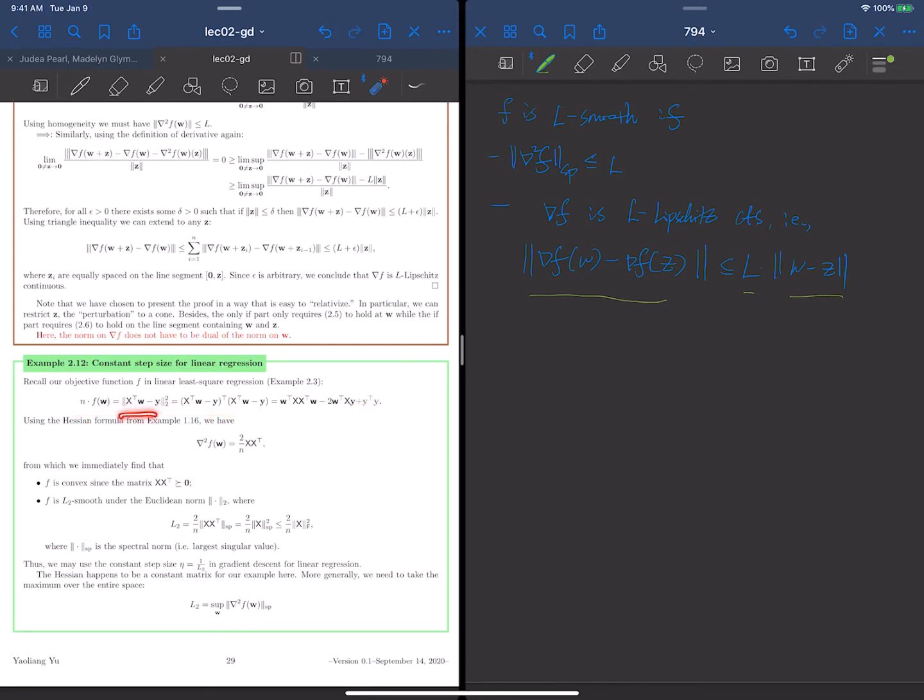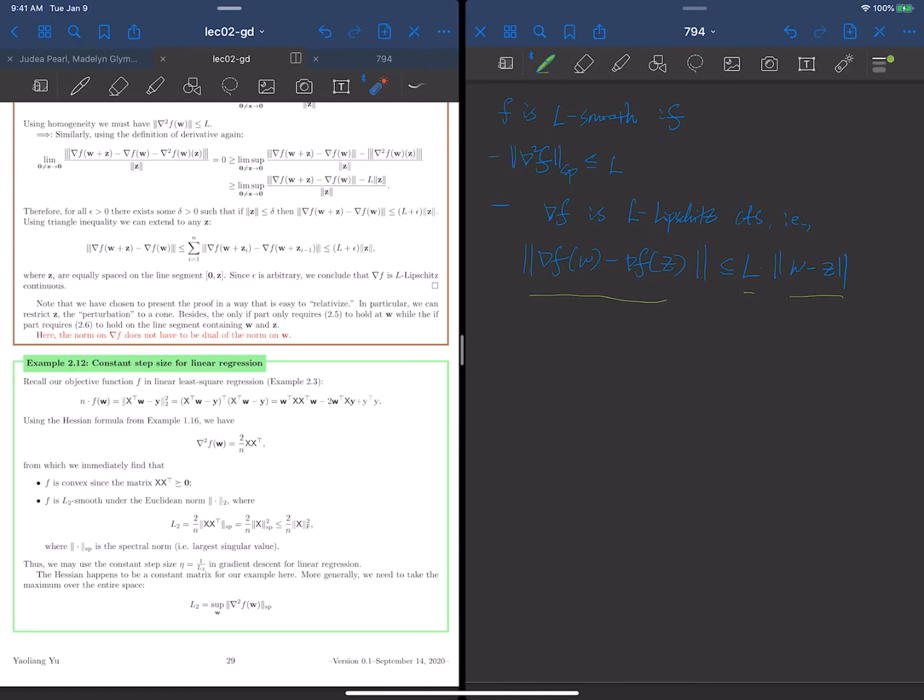So you can expand the L2 norm to get the quadratic function. And then you can use the Hessian formula from the previous lecture, and you can verify the Hessian is 2 over n times X X transpose. And from here, it is immediate that the function f is convex because the Hessian is positive semi-definite. And it's also clear that the function f is L smooth, with the constant L being the spectral norm of X X transpose multiplied by the constant 2 over n.